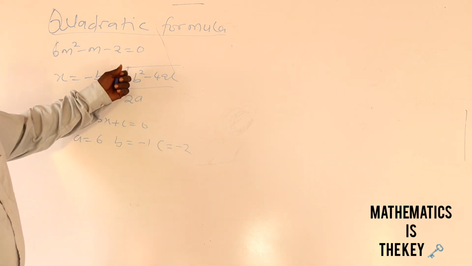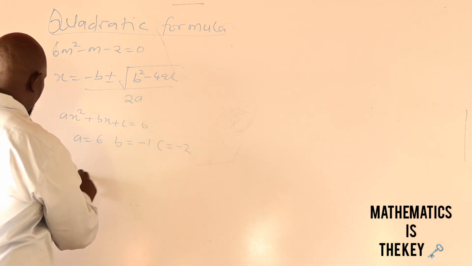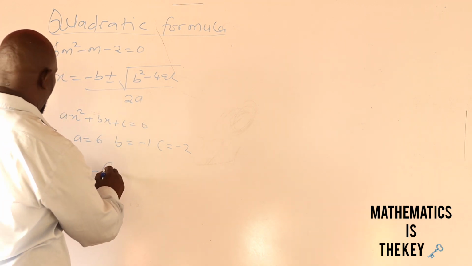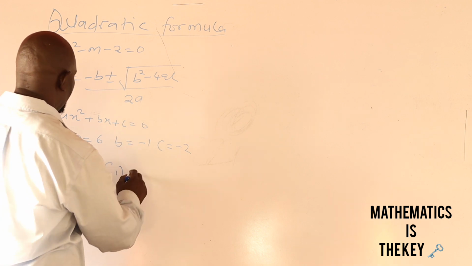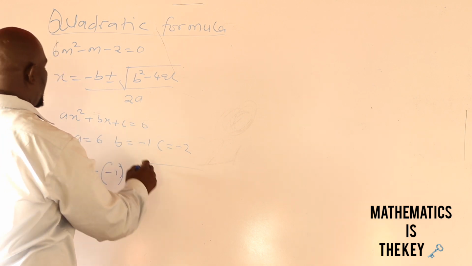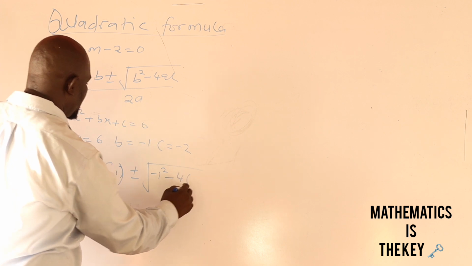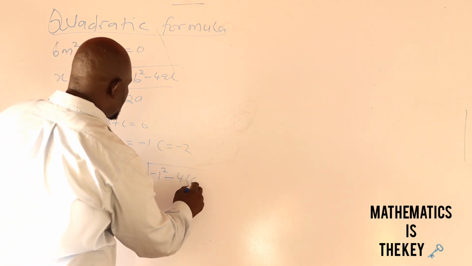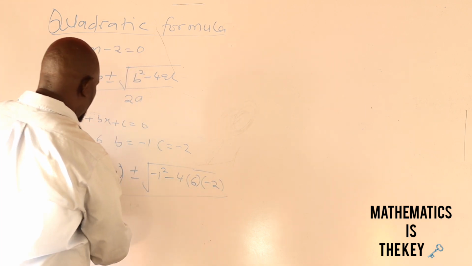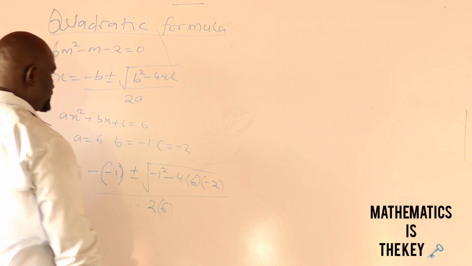Substituting them into this equation, it is an equation in m. So we are going to have m is equal to minus b, and our b here is minus 1, so minus (minus 1), plus or minus the square root of b squared, which is minus 1 squared, minus, in the formula, 4 times a, the value of a is 6, and c is minus 2, and everything is all over 2a, so we'll have 2 times 6.